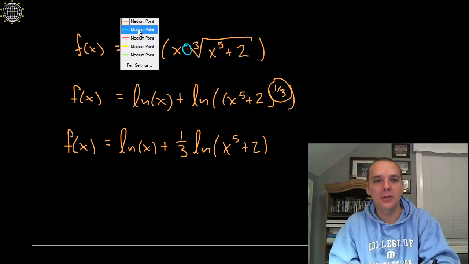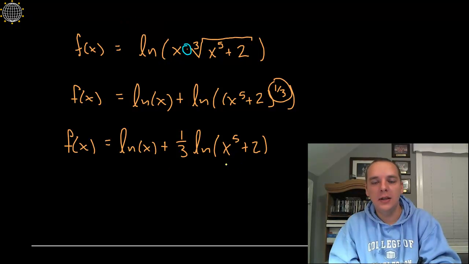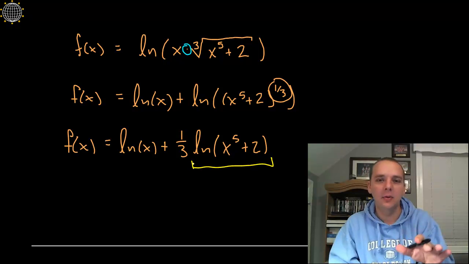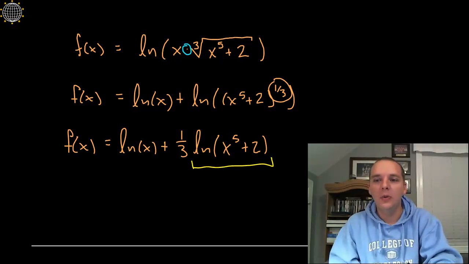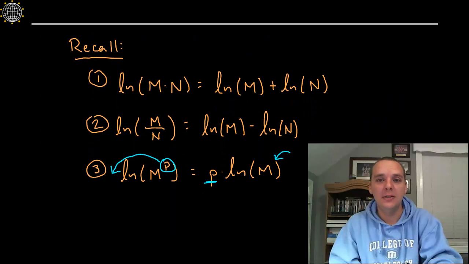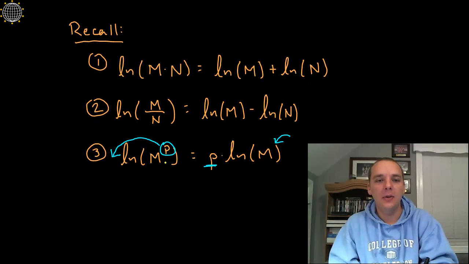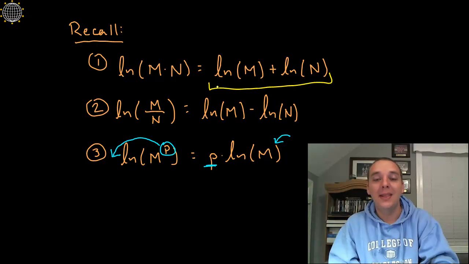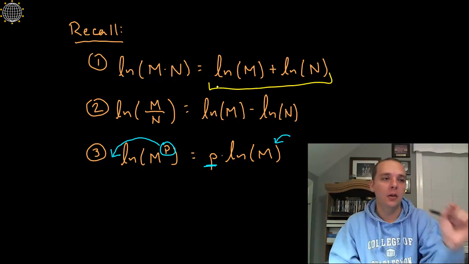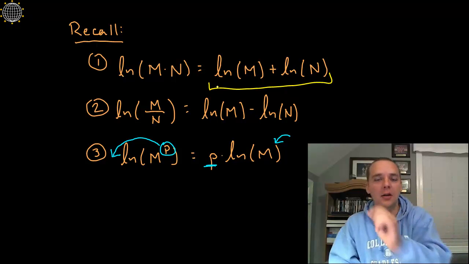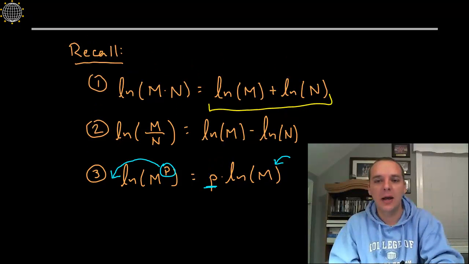Now let me ask you a question. Do you think there's anything that we could do with this guy right here? He kind of vaguely looks like a rule. I see some addition, and I see some powers. You have to be very careful to only use the rules that are explicitly given. Now, the only place I even see an addition sign is right here, but that's specifically for log of something plus log of something else, and that's not what I have.